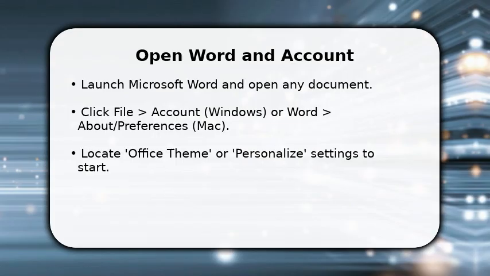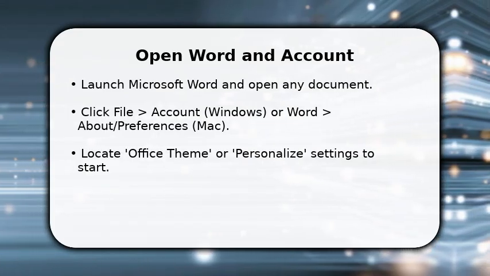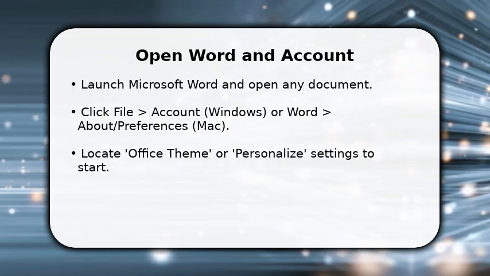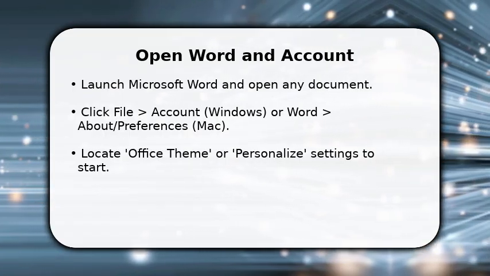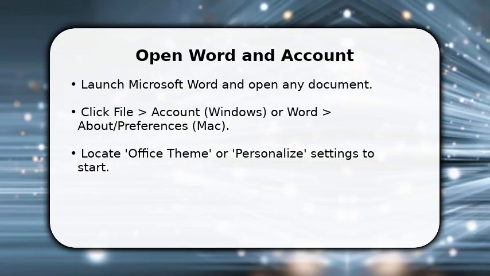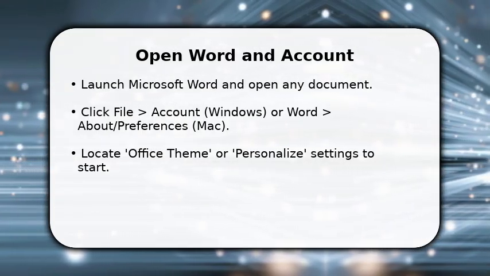First, go to File, then Account on Windows, or on a Mac, open the Word menu and choose Preferences. You want the Personalize or Office theme control so you can switch the whole app to dark. Do this because it reduces eye strain and changes UI elements, not just page color.